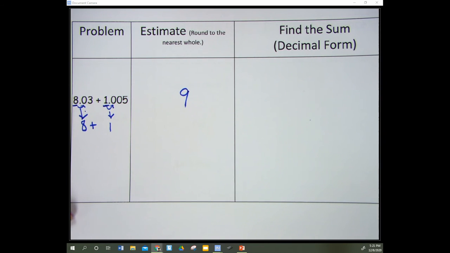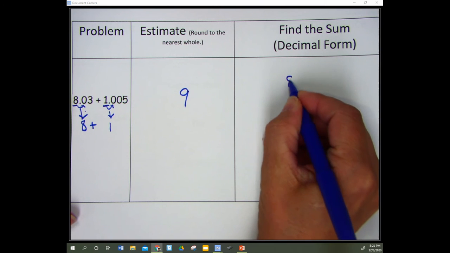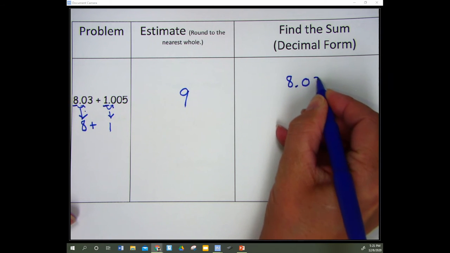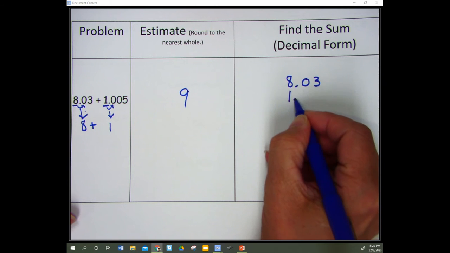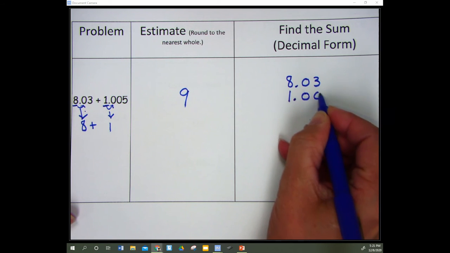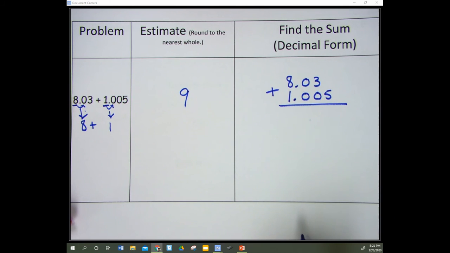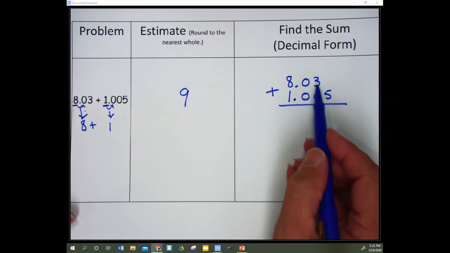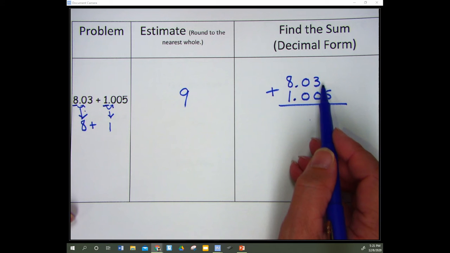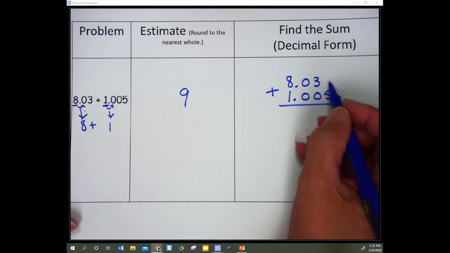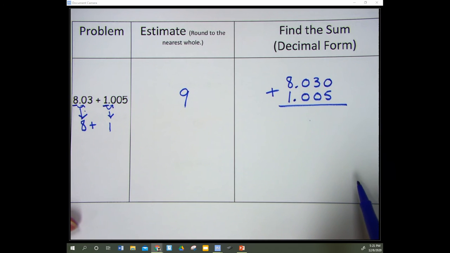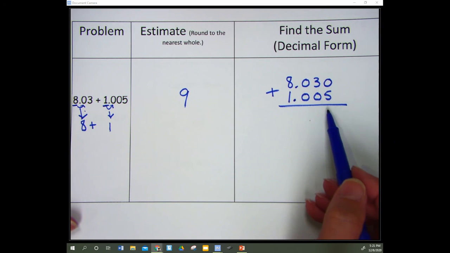Now, go ahead and find the exact sum of 8 and 3 hundredths plus 1 and 5 thousandths. Of course we know when we're adding and subtracting decimals, we have to make sure those decimal points get recopied so they are stacked right on top of each other, like so. Now, if you'd like, before you start, you could put a 0 to the right of the 3 hundredths in that top addend. That's fine. And let's go ahead and add, starting in the thousandths column.